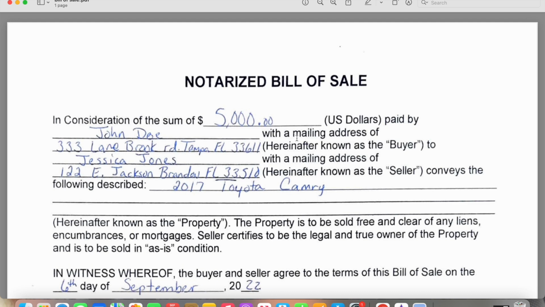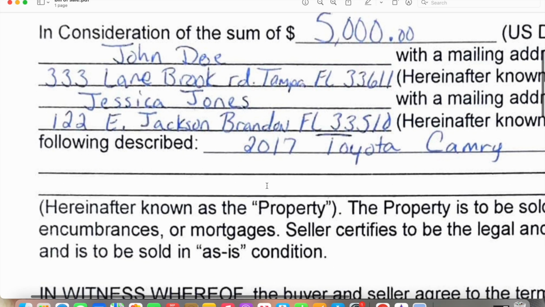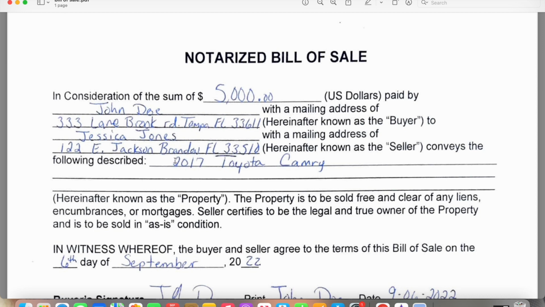So here you would put the actual price of whatever it is that you're selling. The person that is the buyer name would go here with the buyer's address. The person who's the seller name would go here and their address. Whatever it is that they're selling. So just for this example, we're using a car, but it could be anything. So you would go ahead and put that item, the year, you can put the color, the VIN number, whatever, however you want to describe it, it's up to you.